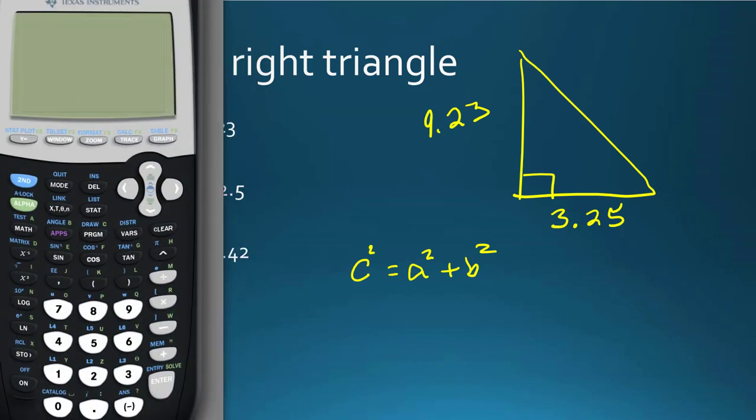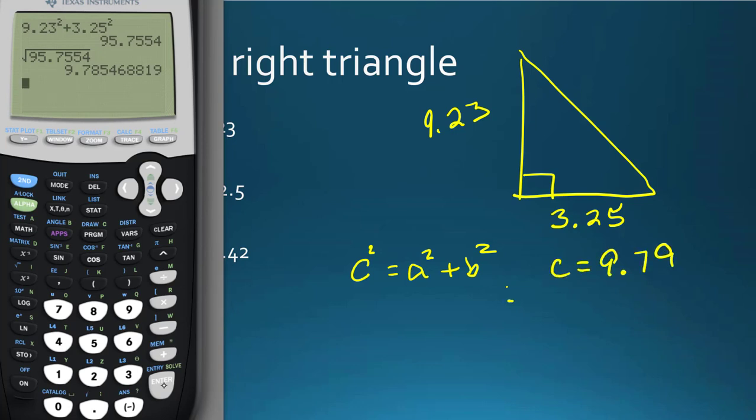All right, so we've got ourselves a little calculator. We've got 9.23 squared. I guess I should do that slightly differently, but that's okay. Plus 3.25 squared. And then I can take the square root of that, and I get 9.79-ish, and that's beautiful. So c equals 9.79.